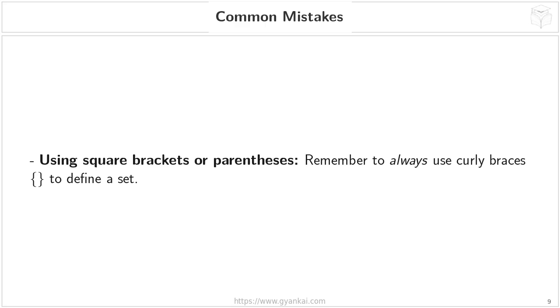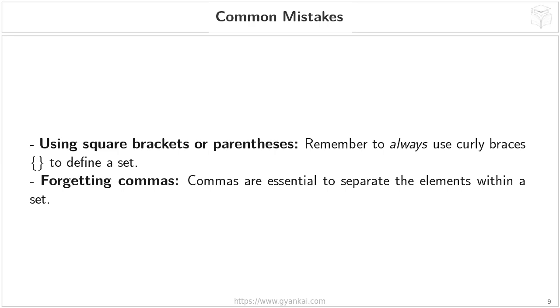Common mistakes. So the first point here is about using the correct brackets. It says, using square brackets or parentheses. Remember to always use curly braces to define a set. Now, you might be used to seeing square brackets or parentheses in other areas of math, and it's easy to get them mixed up. But when we're talking about sets, we specifically use curly braces. So, instead of writing something like elements inside square brackets or parentheses, always use curly braces. That's the universal signal that you're defining a set.